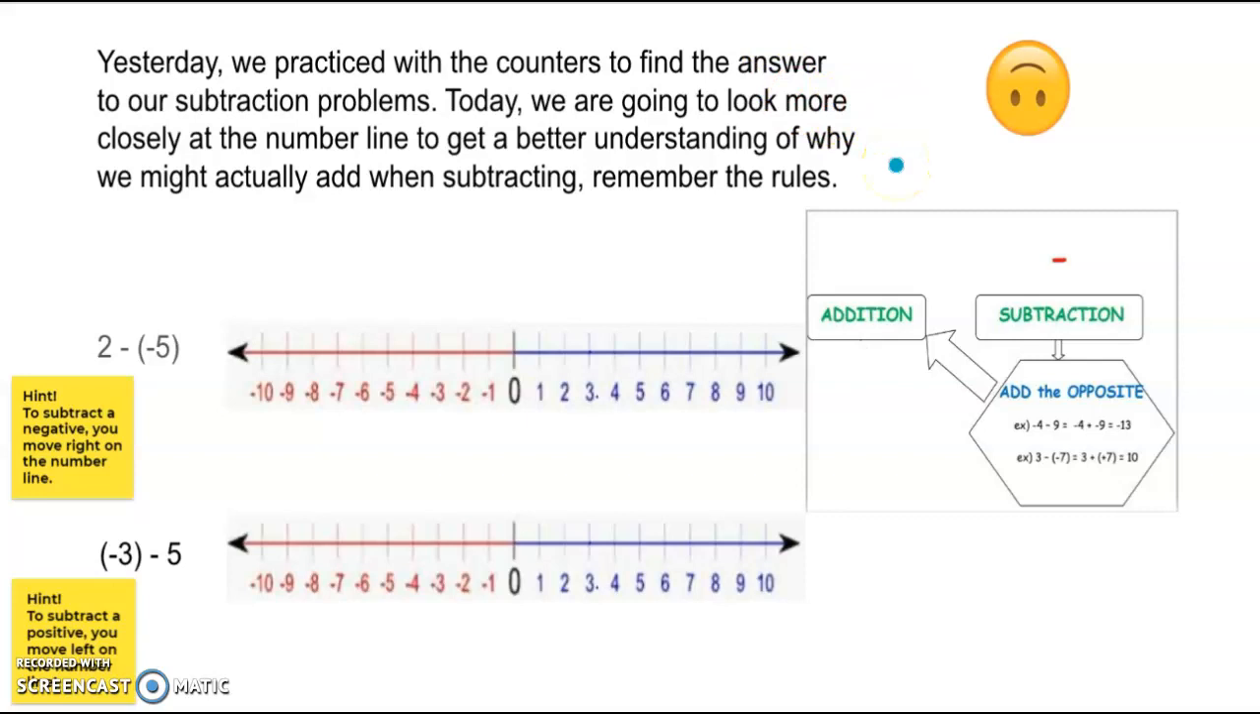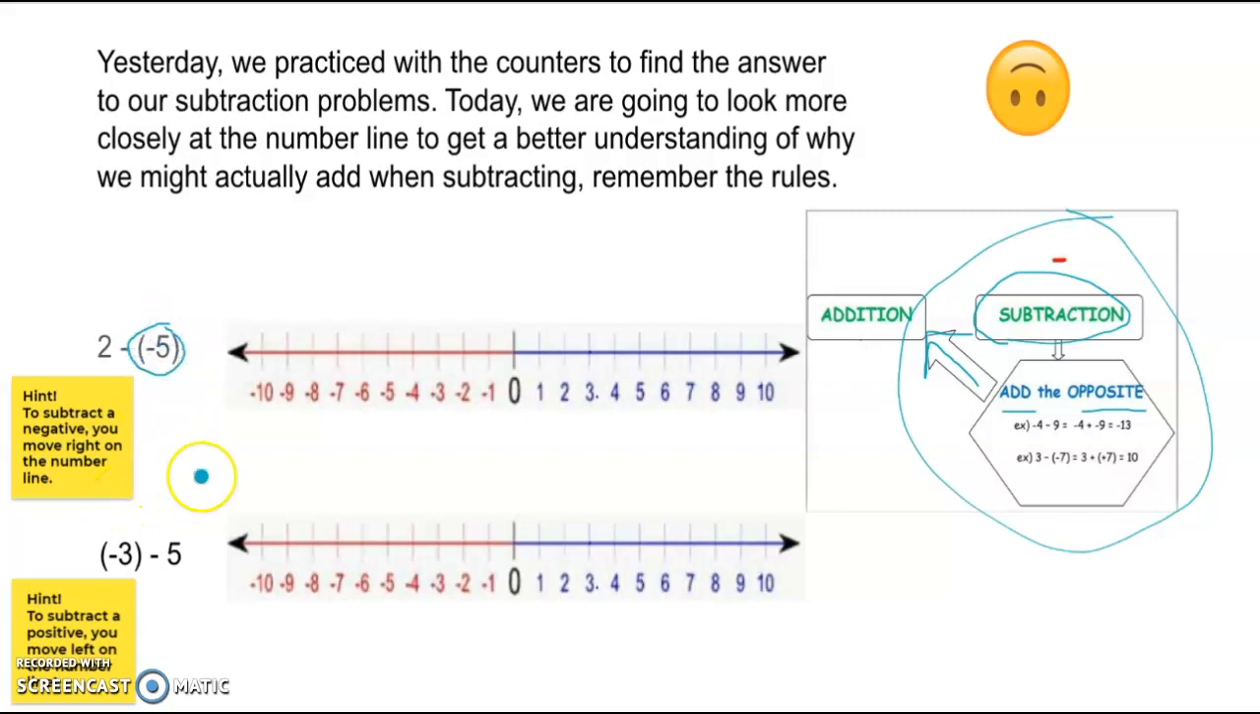So before we start, just briefly, remember our goal, guys, is we add the opposite. We want this subtraction problem to become an addition problem because that's easier for us to think of. So let's look at our first example. We have positive 2 minus negative 5. So our little hint to the side is, to subtract a negative number, because we have negative 5 here, we are going to move right on the number line.